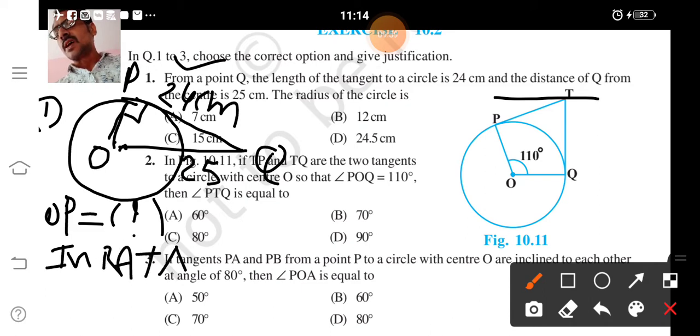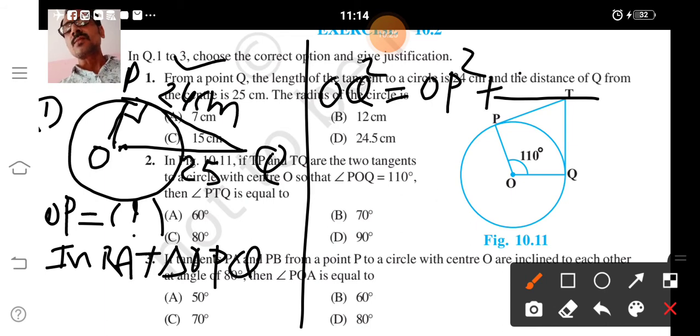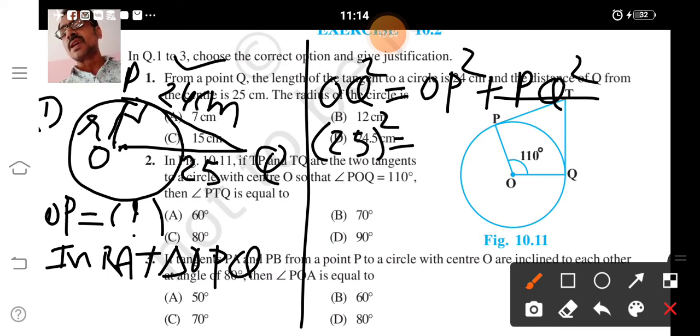In right angle triangle OPQ, according to Pythagoras theorem, when we apply Pythagoras, always write first the square of the hypotenuse side, and hypotenuse is the side opposite to the right angle. P is the right angle, hide P, which side is visible? OQ. So OQ is the hypotenuse. So OQ square equals the other two sides, OP square and PQ square. Now listen, OQ is 25. OP we want, which is radius. So R square. PQ is 24 square.